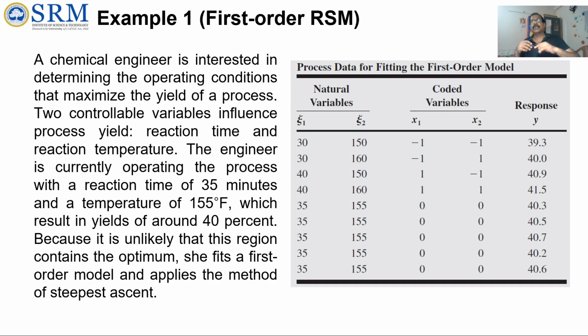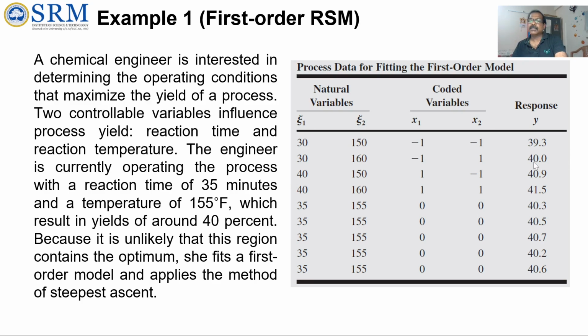So what they did: at the current operating condition they did 5 repetitions, or 5 observations, and for that they identified the response values. And by adding center points, as I said in steepest ascent, with uniform intervals, 35 is considered as the center, so 30 and 40 for time, and for temperature, instead of 155, 150 and also 160. With these four values, they did an experiment and found out the responses.